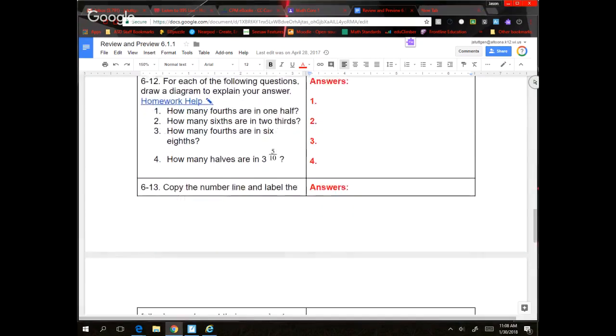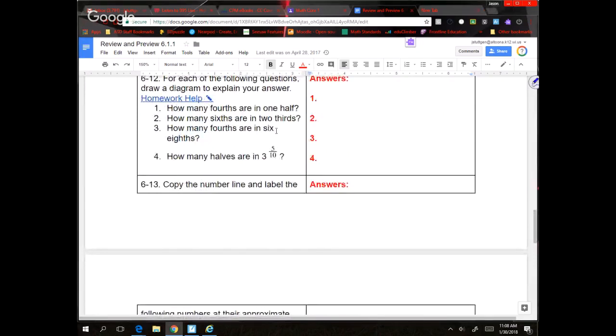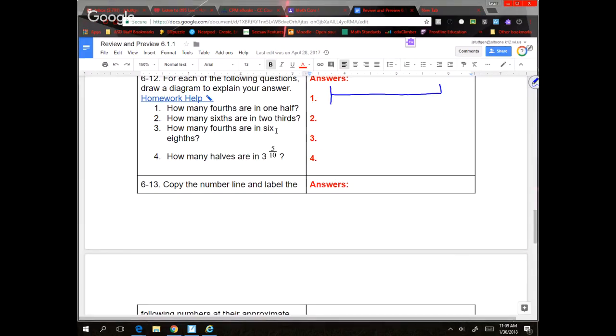Next problem, 6-12. How many fourths are in 1/2? I'm going to draw you the first one and the last one, and you have to use that to help you figure out number 2 and number 3. So the first one here, how many fourths are in 1/2? So here's my fraction, a half, right there. Okay. Now I should know that if I divide this into fourths here, this is what it's going to look like: 1/4, 2/4, 3/4, and then obviously we'd have a whole. How many fourths are in 1/2? Boom, 2 of them. There are 2 fourths in 1/2.